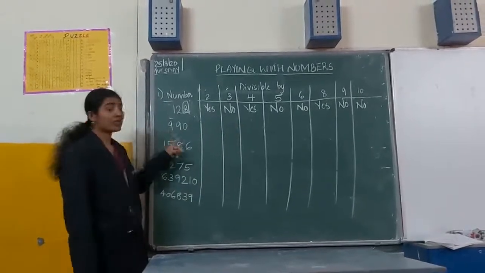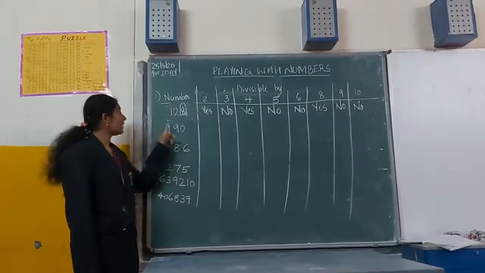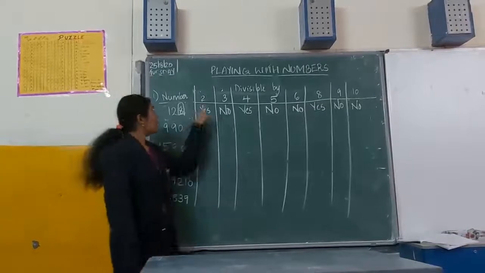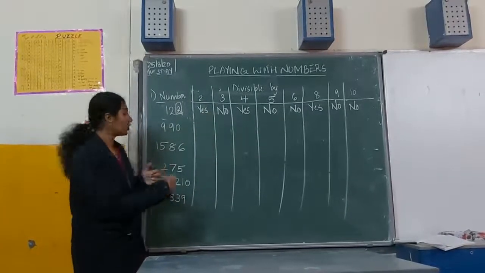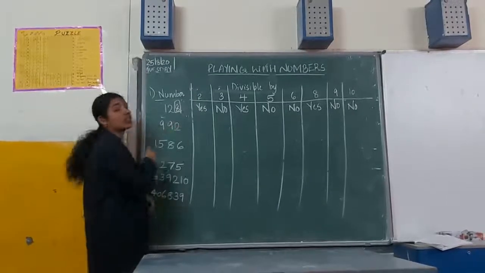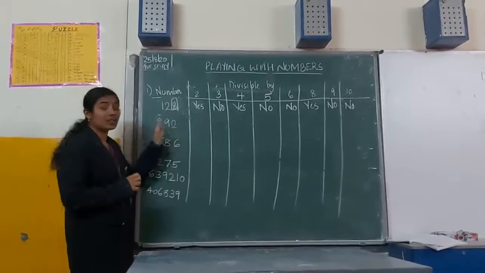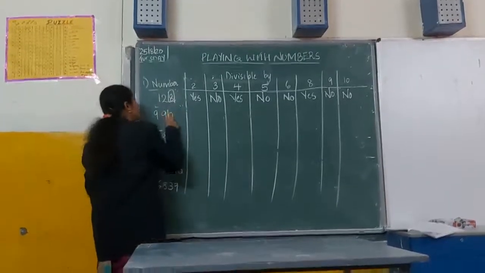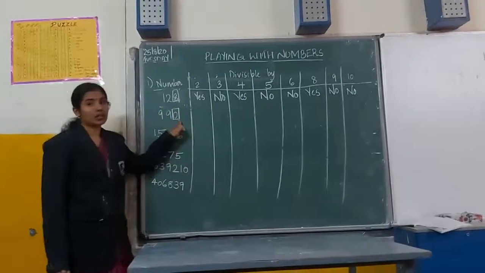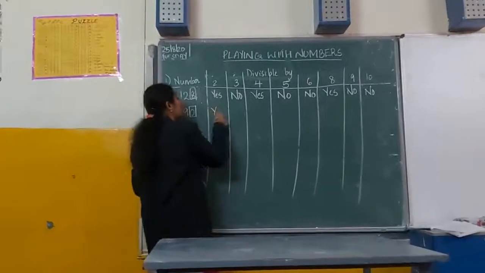See here next number, 990. First you should check the divisibility by 2. How to check the divisibility by 2? The last digit, either it is 0, 2, 4, 6 or 8. Here you can see the last digit is 0. So the rule is satisfied. Yes.